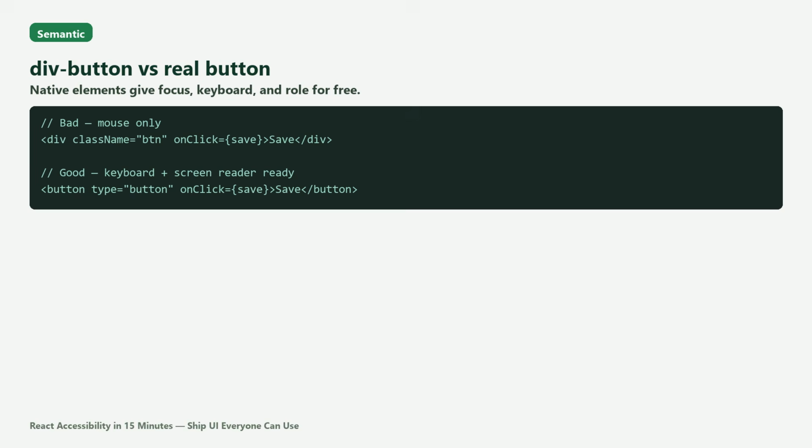Style the button. Do not fake the button. If design wants a link that looks like a button, style the anchor. Keep semantics honest. CSS is appearance. HTML is meaning. If you only remember one code change from this video, delete your next clickable div.